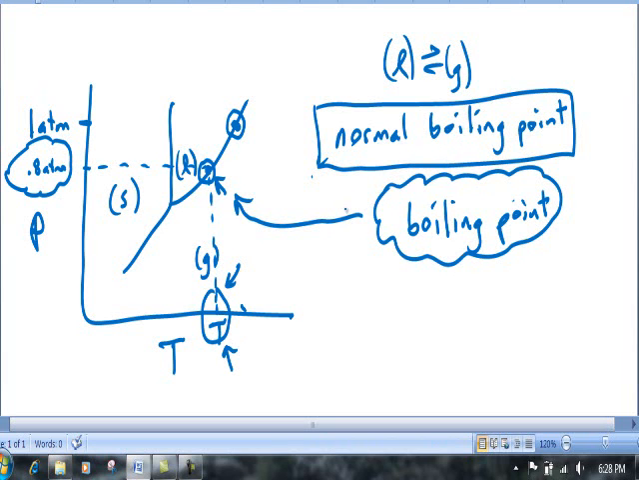So a boiling point is the liquid to gas phase change at any pressure-temperature combination. The normal boiling point is the liquid to gas phase change occurring specifically at 1 atmosphere pressure.